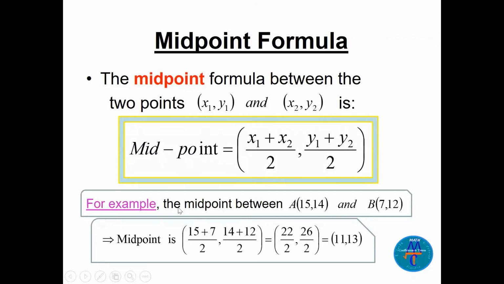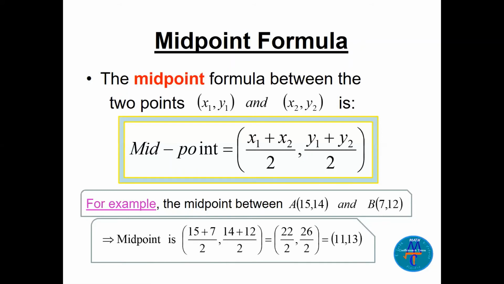Just a quick, simple example here. If we have 15, 14, that's a point. Another point, 7, 12. If I say find the midpoint of AB, I take 15 and 7, I add, see, addition here. There's no minus in the formula. Divide by 2. So 22 over 2 is 11. 14 is y1, 12 is y2, so 26 over 2 is 13. So 11, 13 is the point in the middle.